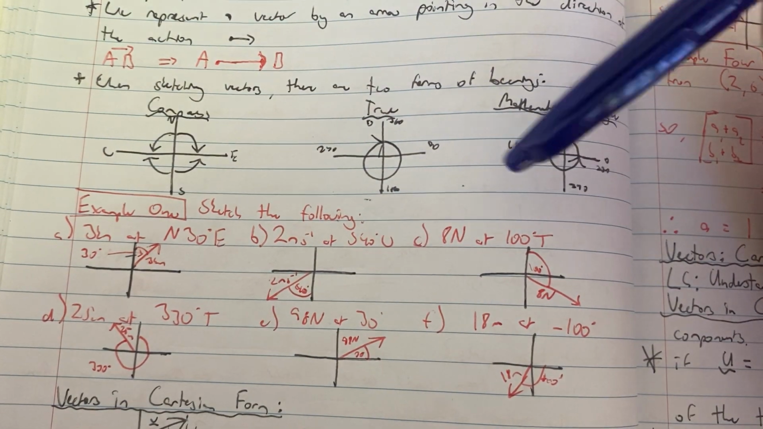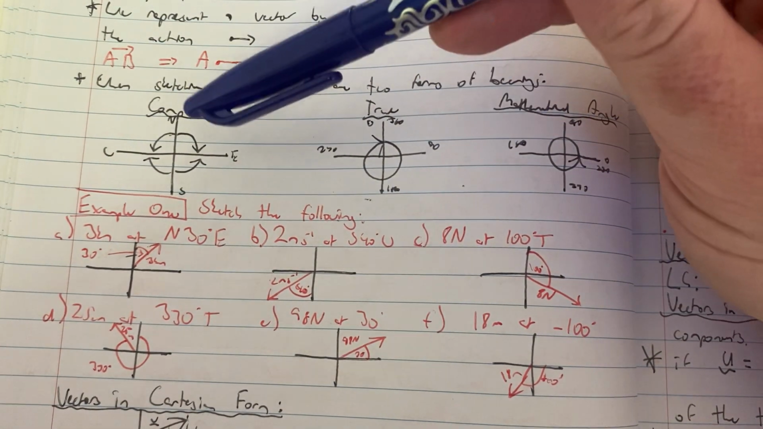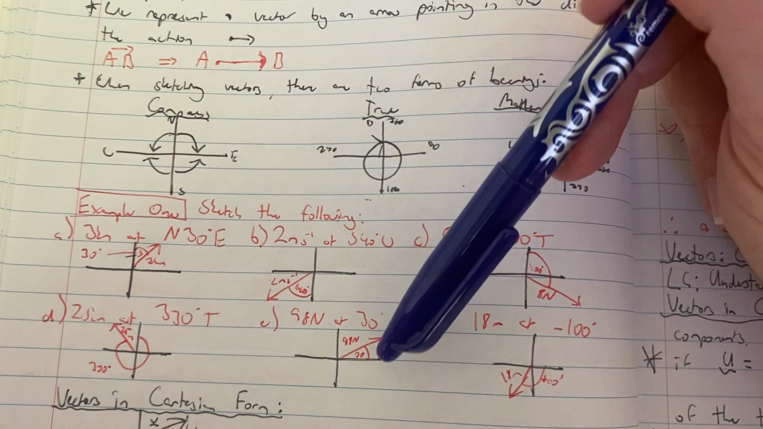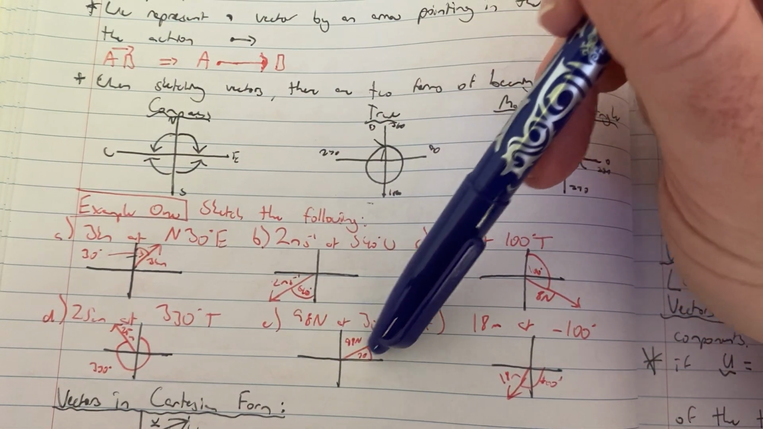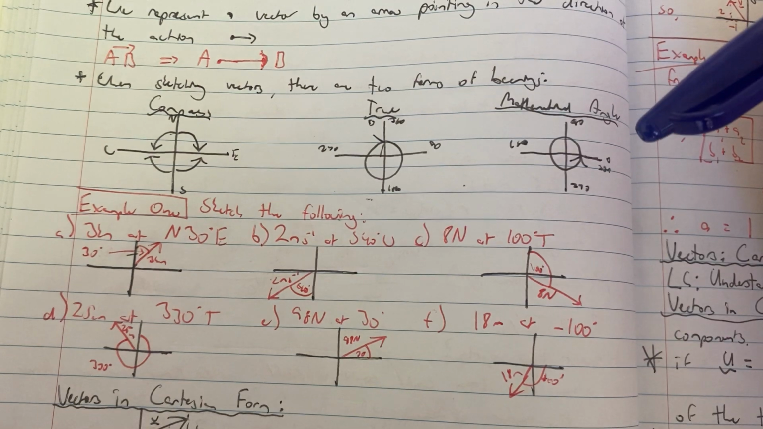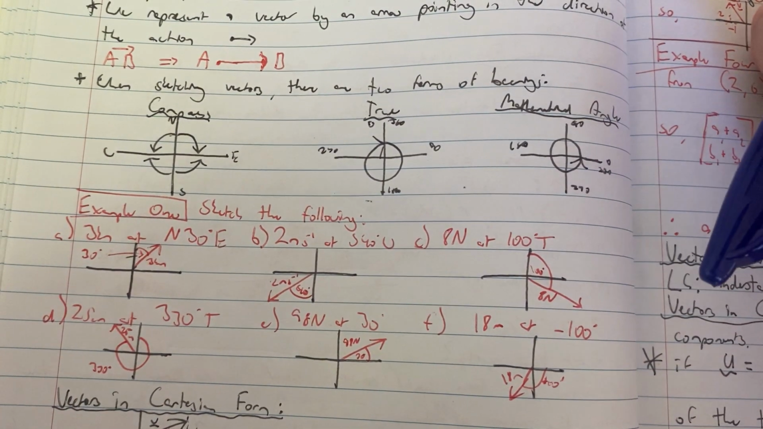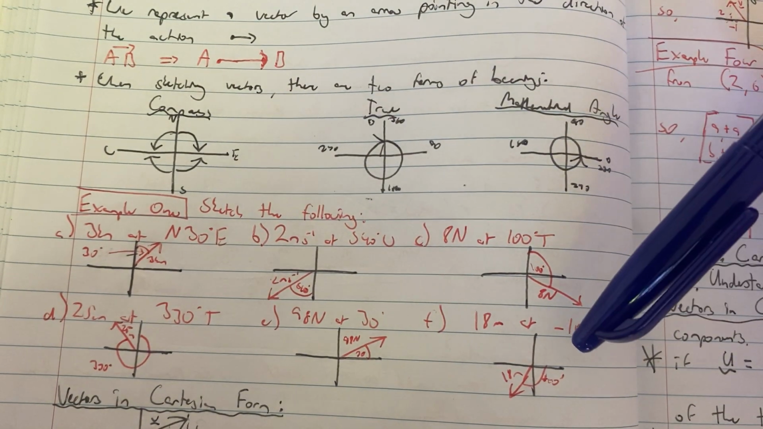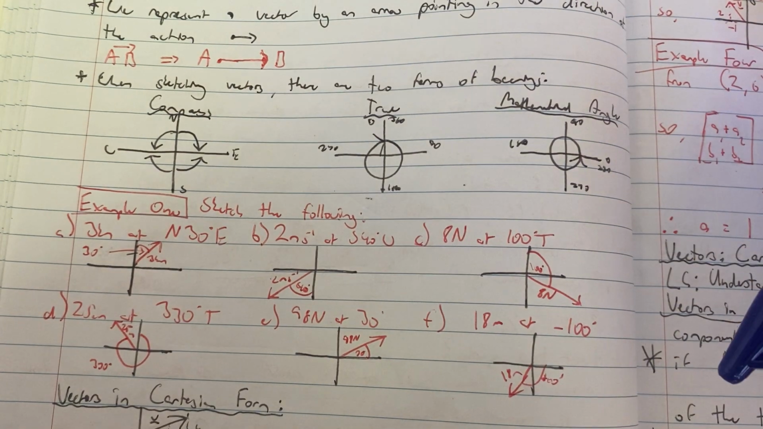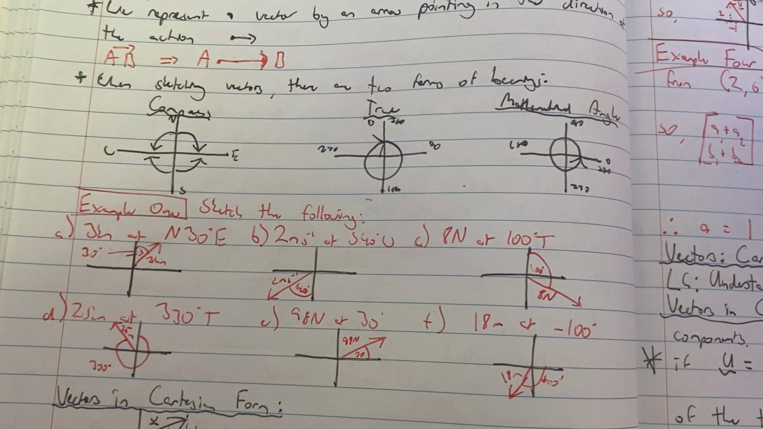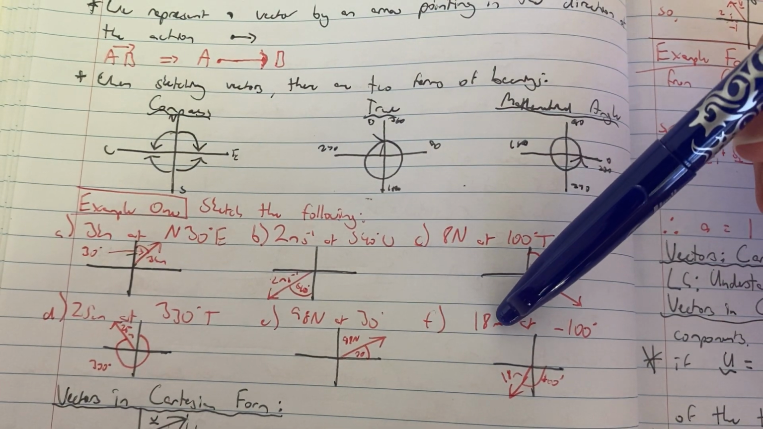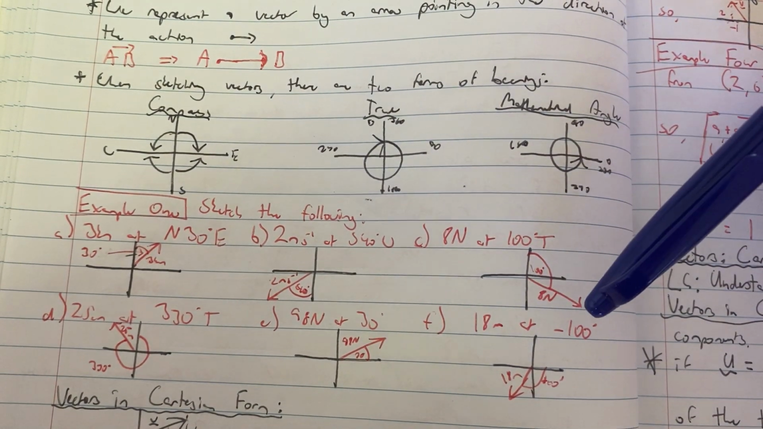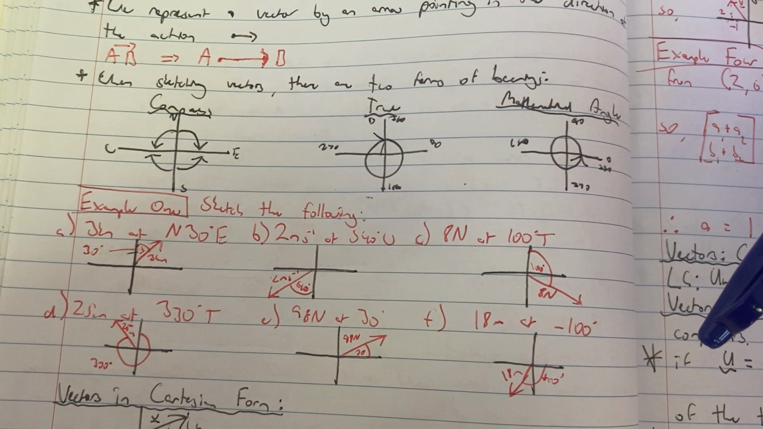Because it's not stating anywhere that we're using true or compass, you must assume it's beginning at a mathematical angle. 30 degrees, 98 newtons. This last one's a little bit tricky, but you're going to see this is the one that kind of messes me up every now and again, and it may mess one or two of you guys up too. 18 meters at negative 100 degrees.